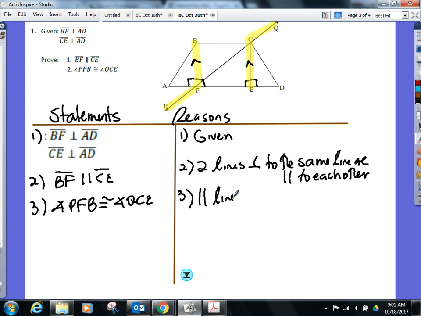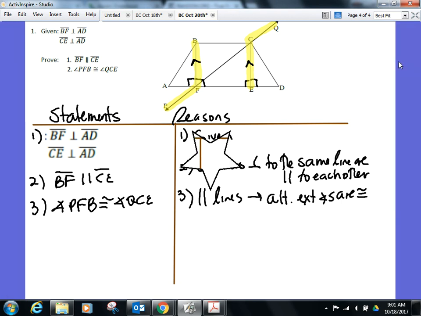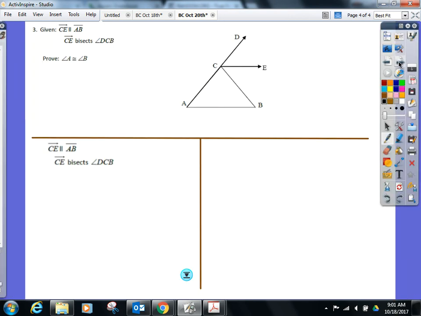Reason: my parallel lines, which were BF and CE, imply that alternate exterior angles are congruent. Are there alternative ways to get around that? Yes, there is, but I think the most direct way is the best way. So those ended up being alternate exterior angles, which if the lines are parallel, are congruent. So there's the first proof done. I'll do the next one with you here. Actually, I'm going to do proof number 3 with you. So if you want to pause the video and get it set up, go right ahead.